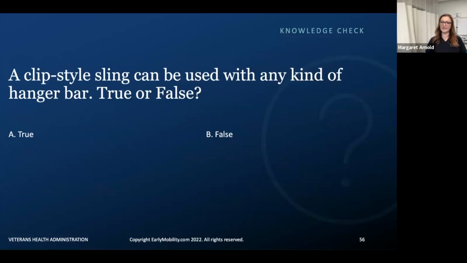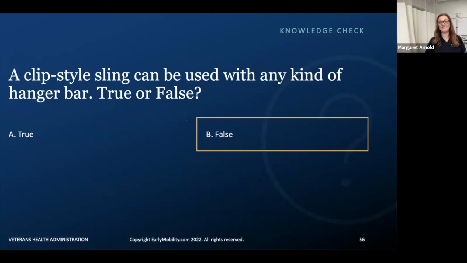A clip style sling can be used with any kind of hanger bar, true or false. Hopefully you answered B, false. Clip style slings can only be used with clip style hanger bars. Loop style slings can only be used with loop style hanger bars. Mixing these two is unsafe for your patient.